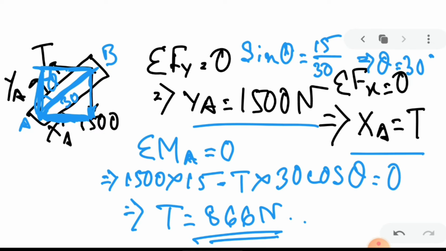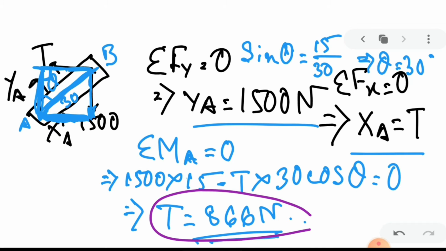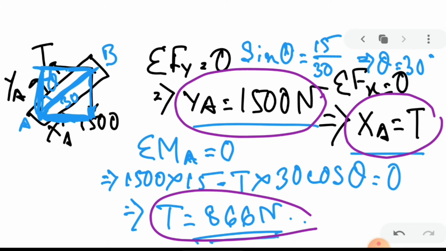So we found T, and we also found XA and YA. There are no more forces here, so this question is done. Then we move to the next question.